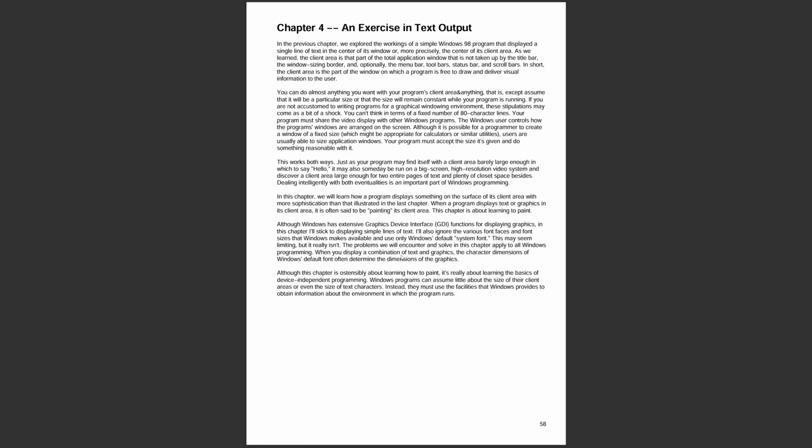When you display a combination of text and graphics, the character dimensions of Windows' default font often determine the dimensions of the graphics. Although this chapter is ostensibly about learning how to paint, it's really about learning the basics of device-independent programming. Windows programs can assume little about the size of their client areas or even the size of text characters. Instead, they must use the facilities that Windows provides to obtain information about the environment in which the program runs.